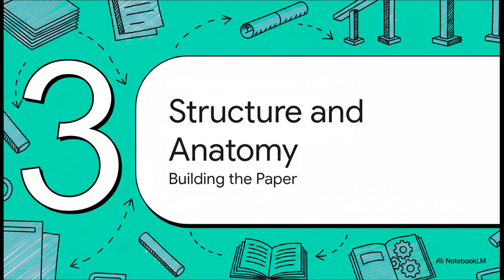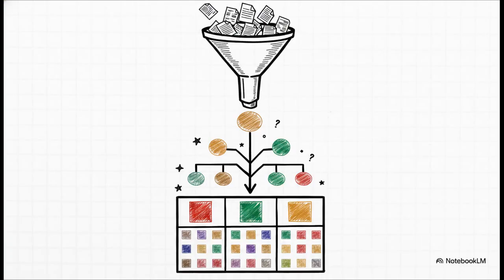Next up, Section 3, Structure and Anatomy. This is all about building the actual paper. So because their goals are so wildly different, their actual structural anatomy has to reflect that. A literature review structure moves from an intro and background directly into reviewing existing methods. Then you transition into comparison and discussion, identify those research gaps, and wrap up. Your entire focus here is organizing themes. You're going to rely heavily on taxonomy diagrams, comparison tables, and trend summaries.